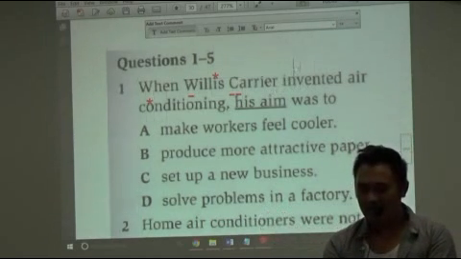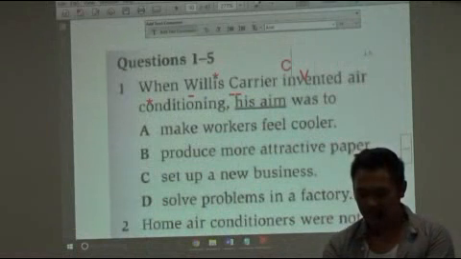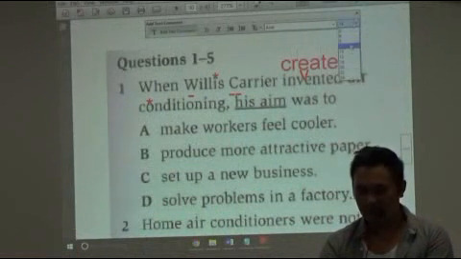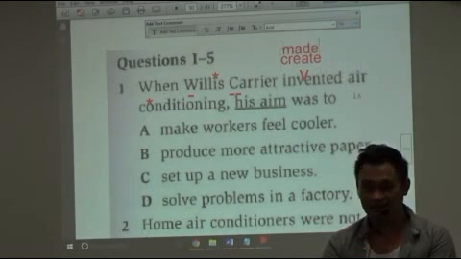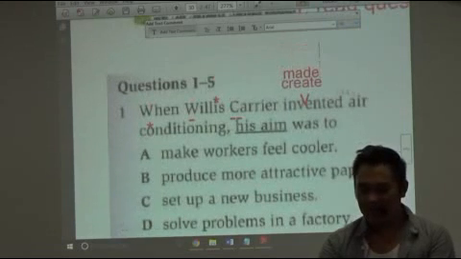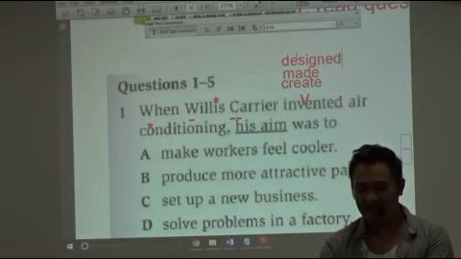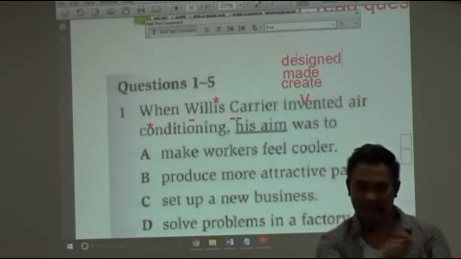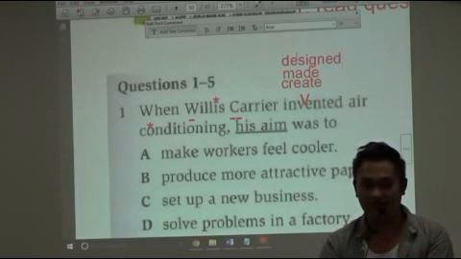What about the word invented? This is a verb. Okay, everybody say invent. What is another word for invent? It could be create. Good. Or in basic English, invent can be paraphrased with made. However, in the IELTS exam, the word invent is usually paraphrased with the word design. When somebody designs something, he creates or he invents.